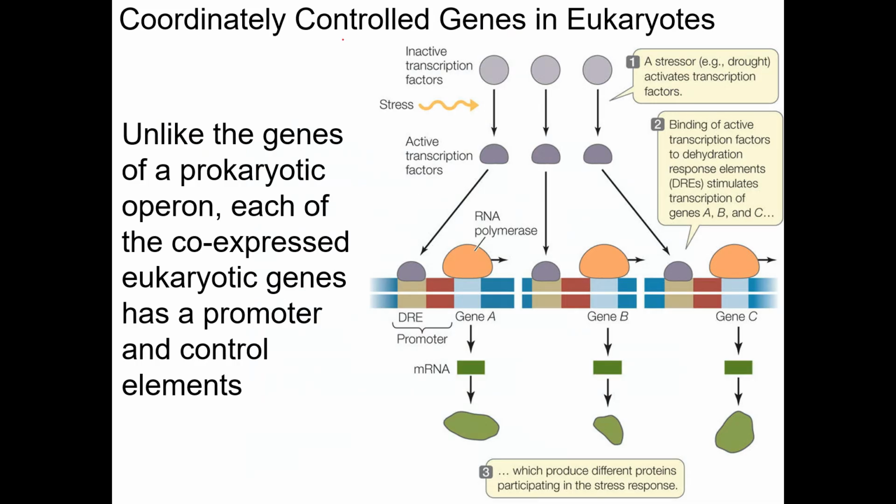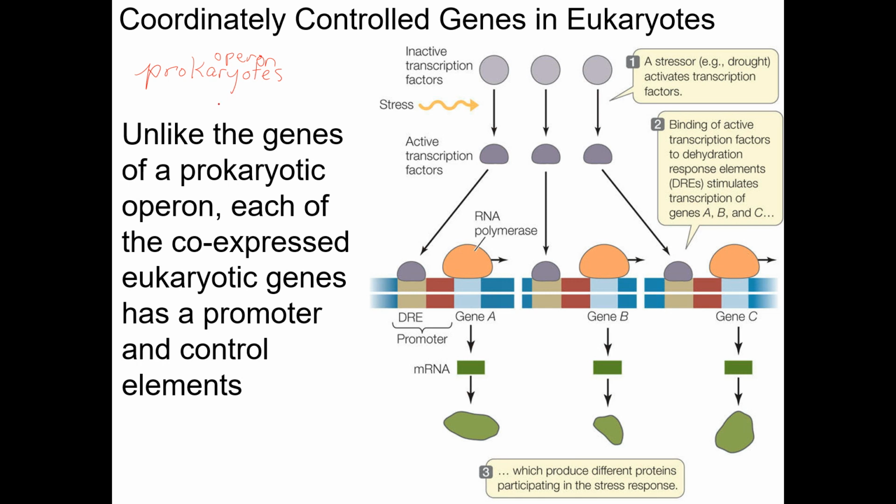Okay, coordinately controlled genes in eukaryotes. If you remember back to prokaryotes, for coordinated control, we looked at operons. Do you remember operons? Operons are the way that prokaryotes transcribe genes together when they need to. Let's just do an example.